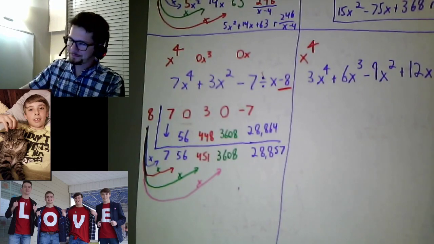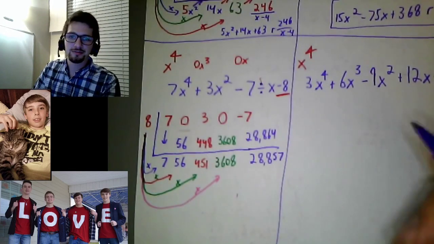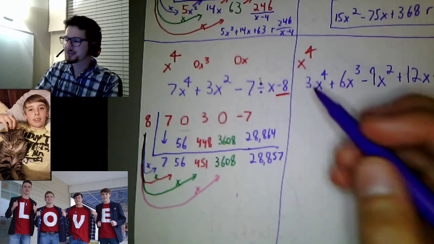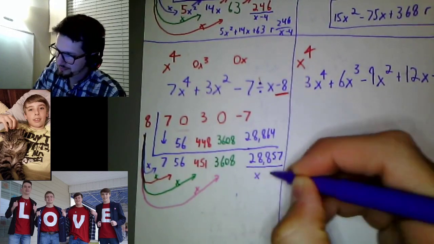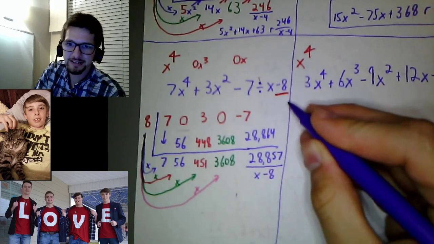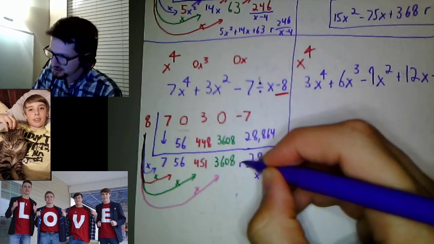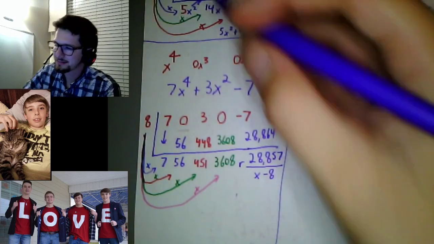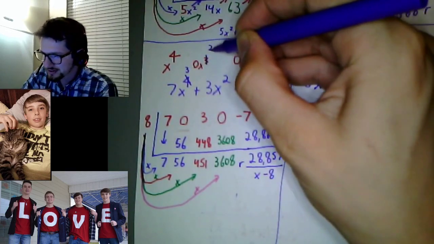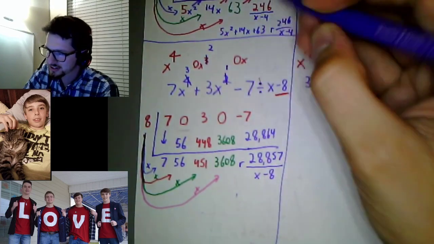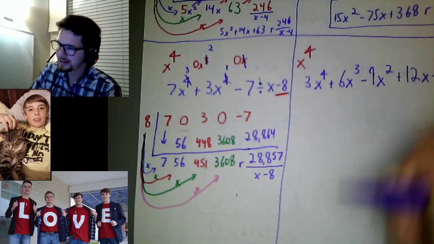Woo! Alright, so now I knock down all my powers. Or I'm sorry, I put my remainder over my x value, x minus 8, and I set that as remainder. Now I gotta plug my x's in. X to the fourth turns into x to the third. X third turns into x squared turns into x to the 1, x goes away.